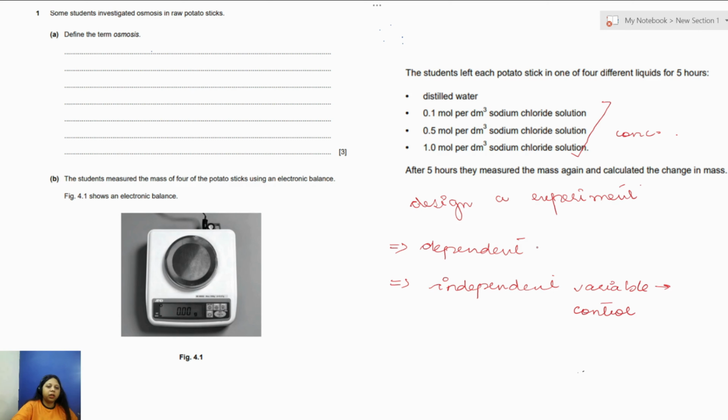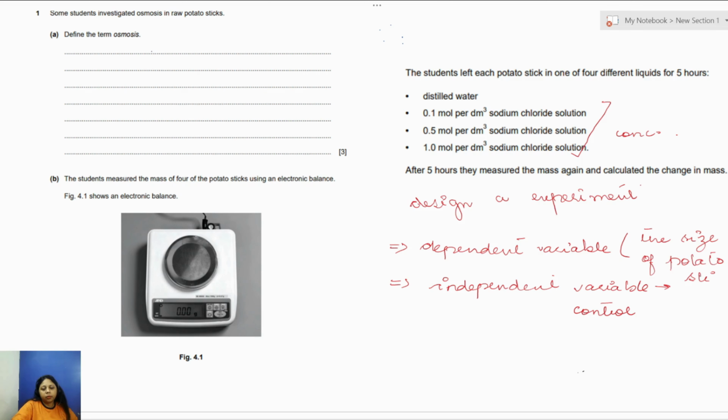So what would be the dependent variable? The size of potato sticks. The dependent variable is dependent upon the independent one. Like if we are changing the temperature, what would be the effect on diffusion, or what would be the effect on a certain thing, that would be dependent. Independent is the one that we are changing. So we are changing the concentration, that is the independent variable, and with that the size of the potato stick would change. That would be the dependent variable.